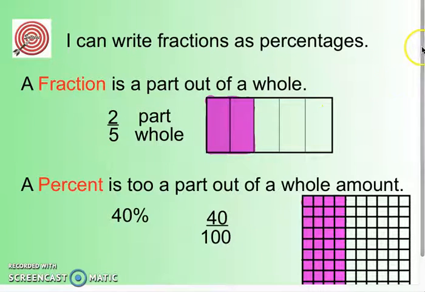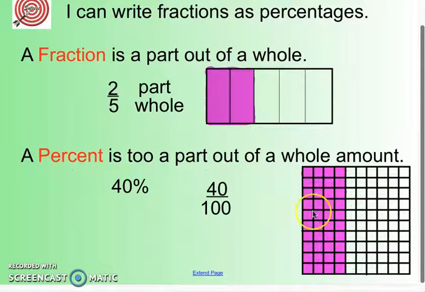A fraction is a part out of a whole. Well, a percent is also a part out of a whole amount. For instance, 40% is 40 of these little squares out of 100 squares. A percent is always out of 100. 100 out of 100 would be one whole amount. So what we're going to be doing today is taking this fraction and changing it to a percent.